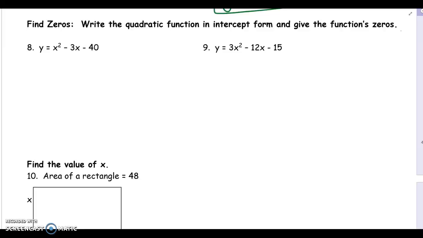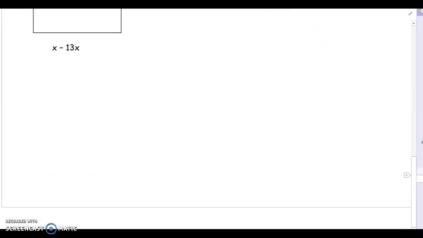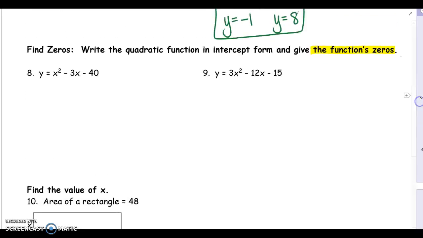Today we are going to write the quadratic function in intercept form and give the function's zeros. Now technically we are not doing anything different from what we've done the last several days. Intercept form means factored form. So we have an equation written in standard form, we need to factor it. Once it's factored, it will be written in intercept form. The function's zeros, that is a fancy way of saying the x-intercepts.